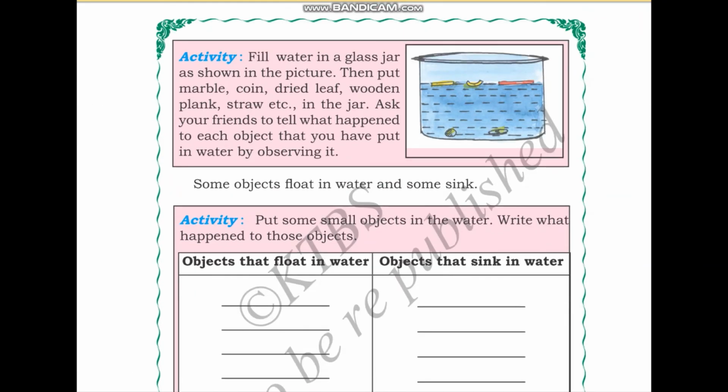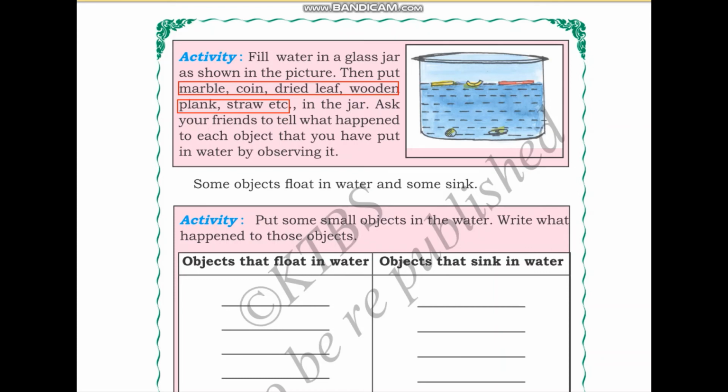In the next activity, we have to fill water in a glass jar as shown in the picture. Then they are putting marble, coin, dried leaf, wooden plank and straw in the jar. Find the objects around you and put them in the jar. Be careful because water may cause damage to them. Ask your friends to tell what happens to each object when you put it in, by observing it. You can take these objects and try to see if they float or sink.